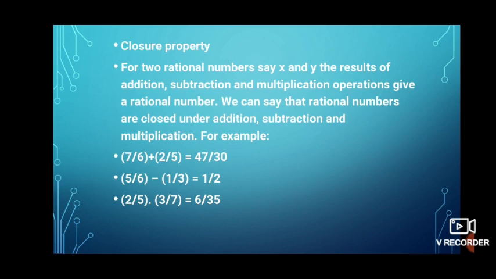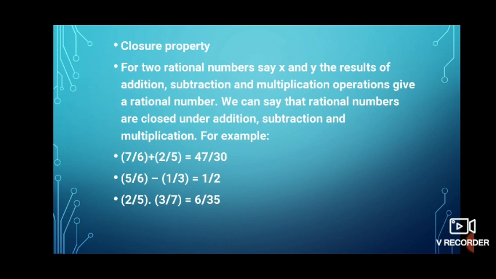So here, if we see, rational numbers are closed under addition, subtraction and multiplication. For example, 7 by 6 plus 2 by 5. If we add, we will get 47 by 30, which is again a rational number.